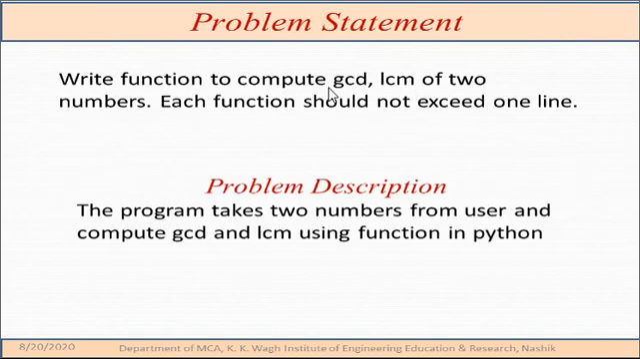The problem definition is given in the curriculum. Write a function to compute the GCD and LCM of two numbers. Each function should not exceed one line. Based on this problem statement, the problem description is that we have to read the two numbers from the user and compute the GCD and LCM using the function concept in Python.